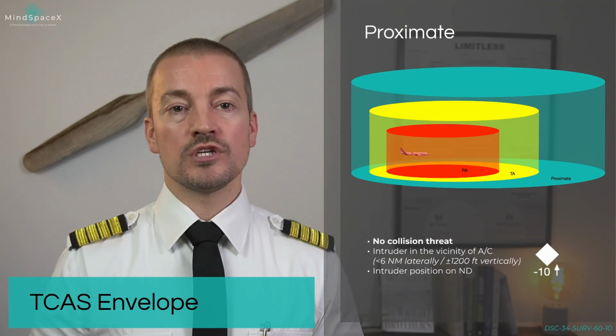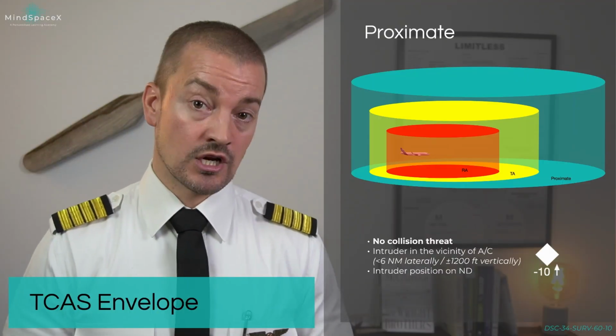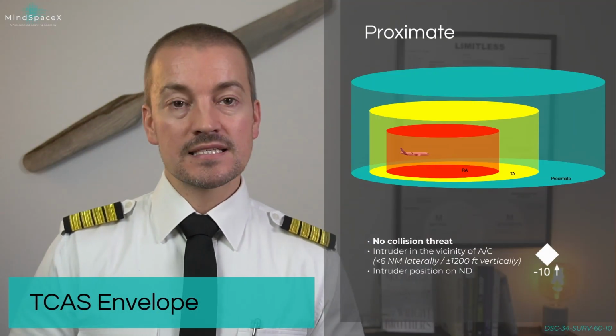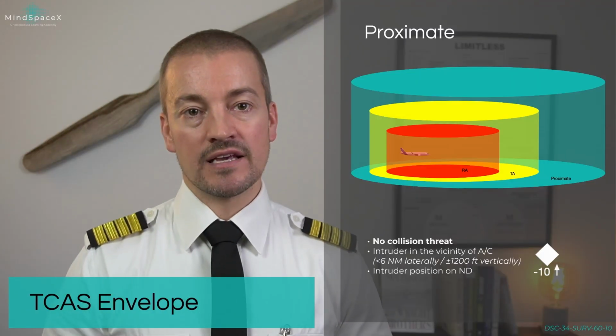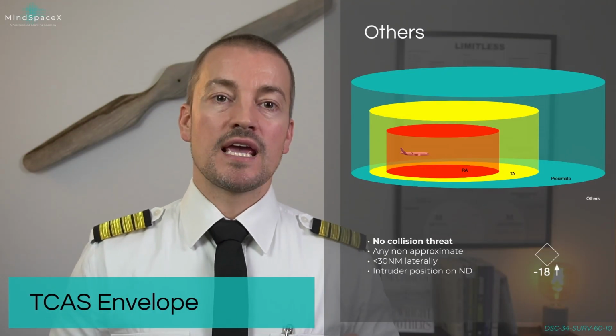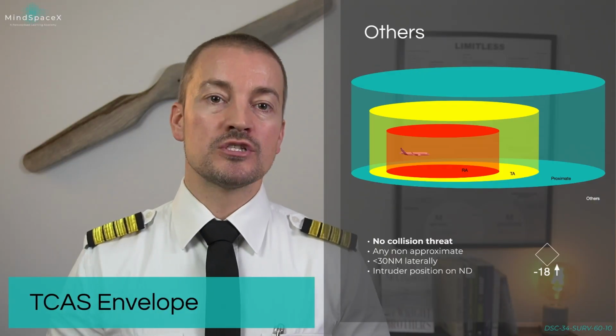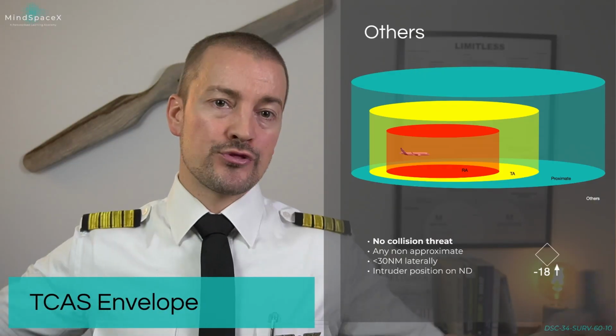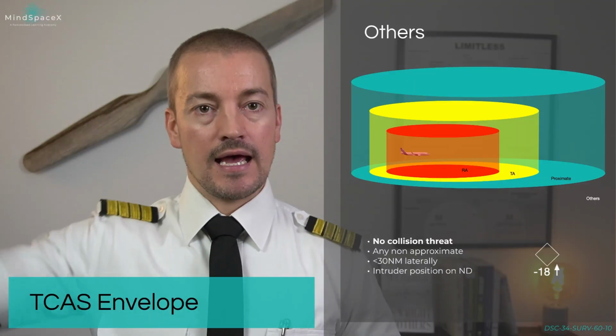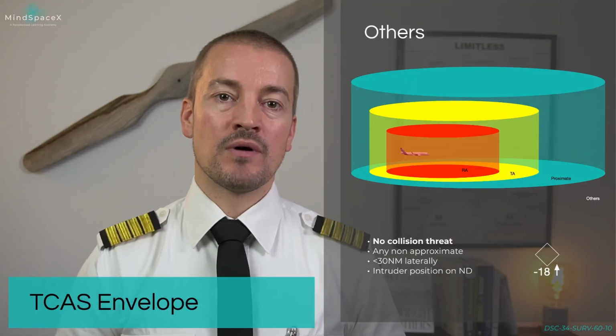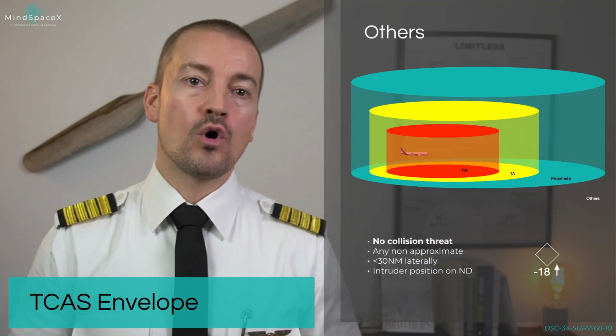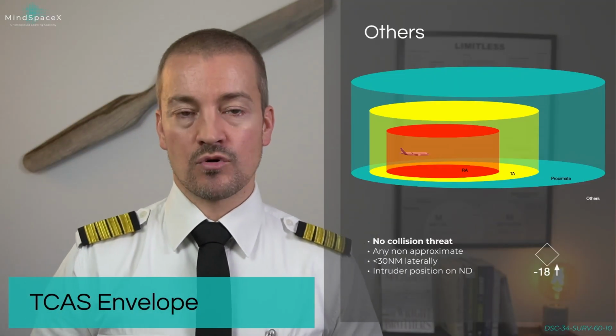This is what most intruders on your ND display are going to look like. These are simply intruders within the vicinity of the aircraft. The aircraft is capable of looking 30 to 80 nautical miles ahead, 30 nautical miles to the sides, and almost 10,000 feet above and below. But not all of these are threats, of course.